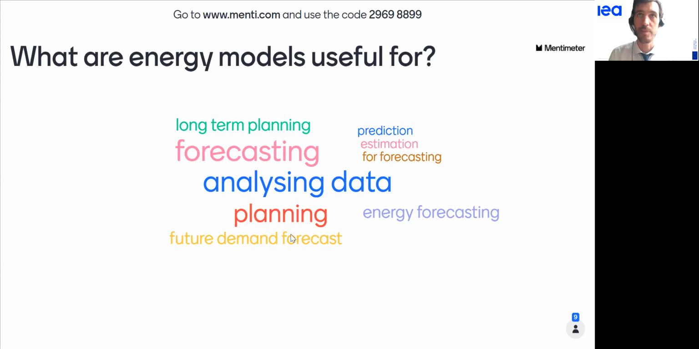Analyzing data is indeed something energy models can help do. We can analyze historical data and the historical and current situation before looking ahead and trying to see how the situation would evolve. Planning, long-term planning are indeed, let's say, the final end-use purposes of those models.